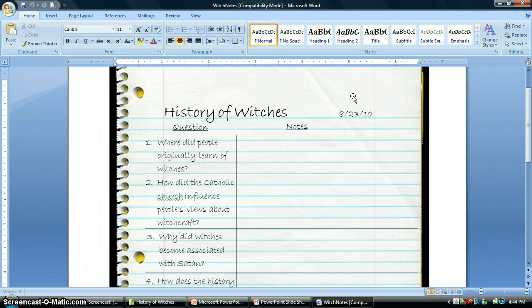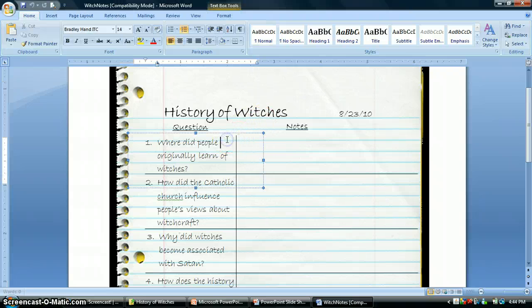We are going to go through a presentation that will essentially answer 4 key questions. So you're going to set up your notes to look just like this, with the line going down here separating each question. You'll want the questions on the left and the notes on the right. The first question you'll copy down is, where did people originally learn of witches? That is, where did people understand or find out of witches, that they were in existence? So on the left, you'll write down, where did people originally learn of witches?